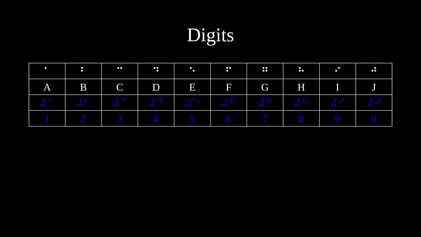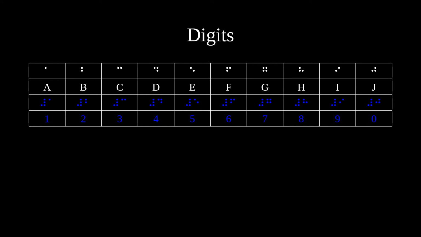Since the word A means 1, as you learned in Part 1 of Video 1, the cell for the letter A represents the digit 1 when it follows the number sign. The cell for the letter B has two dots, dot 1 and dot 2. Therefore, when it follows the number sign, it represents the digit 2. The C cell stands for the digit 3.